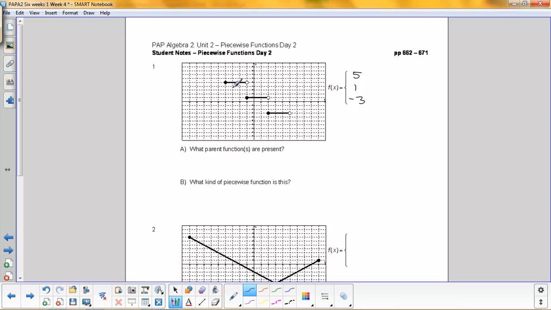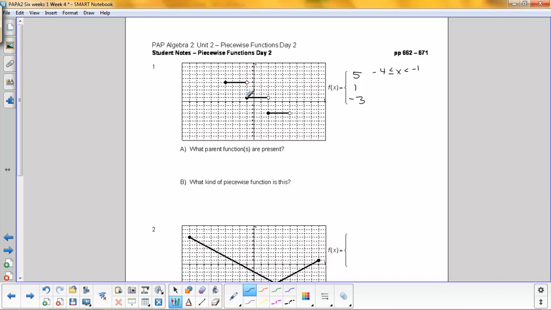Now we need to take a careful look at where these changes occur, or where these lines exist. So the line y equals 5 exists from the interval of -4 to -1. We write that in set notation: -4 less than or equal to x less than -1. Closed circle, open circle corresponds to the two inequality symbols.